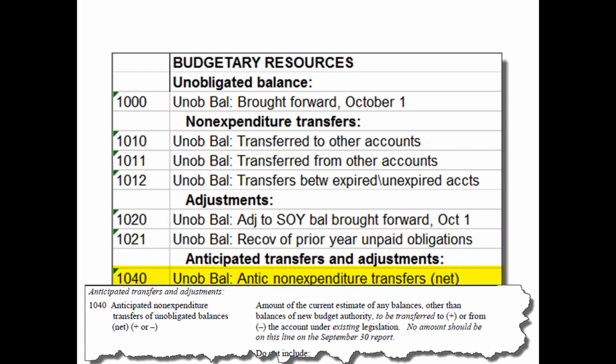Line 1040 is similar to lines 1010 and 1011, except that it's used to reflect anticipated rather than actual transfers. It's defined as the amount of the current estimate of any balances, other than balances of new budget authority, to be transferred to or from the account under existing legislation. Note that only one line is used, so it will include both anticipated transfers in and out in a net amount.